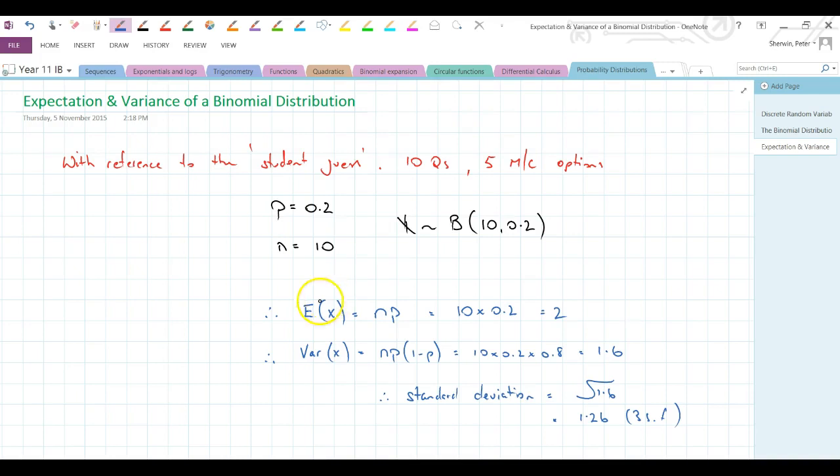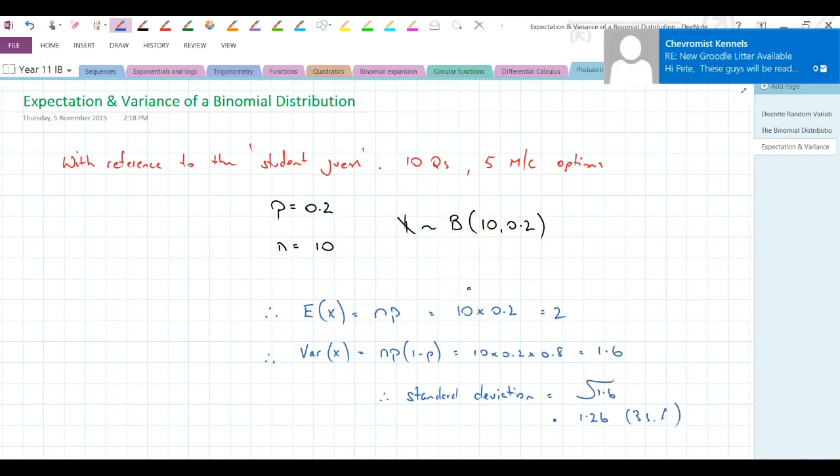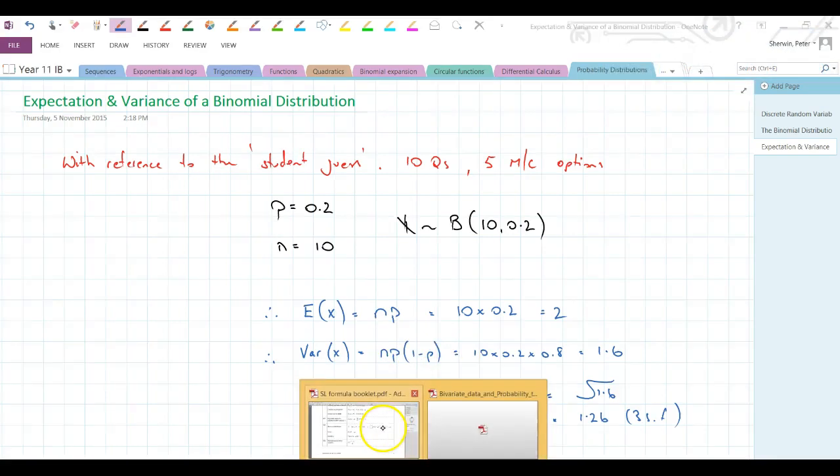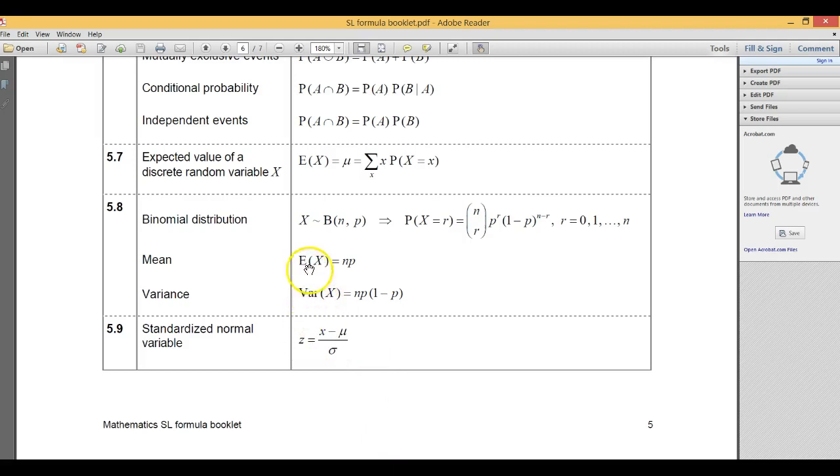Okay, so that's it really for expected value or mean value and the variance on the binomially distributed variable, where probability of success is given, and we've got a fixed number of trials. Fairly straightforward, and you can see, I'll go back in there and have a look at the formula booklet. There it is, expected value np, variance np, 1 minus p. It's all there for you, so can't really go wrong.